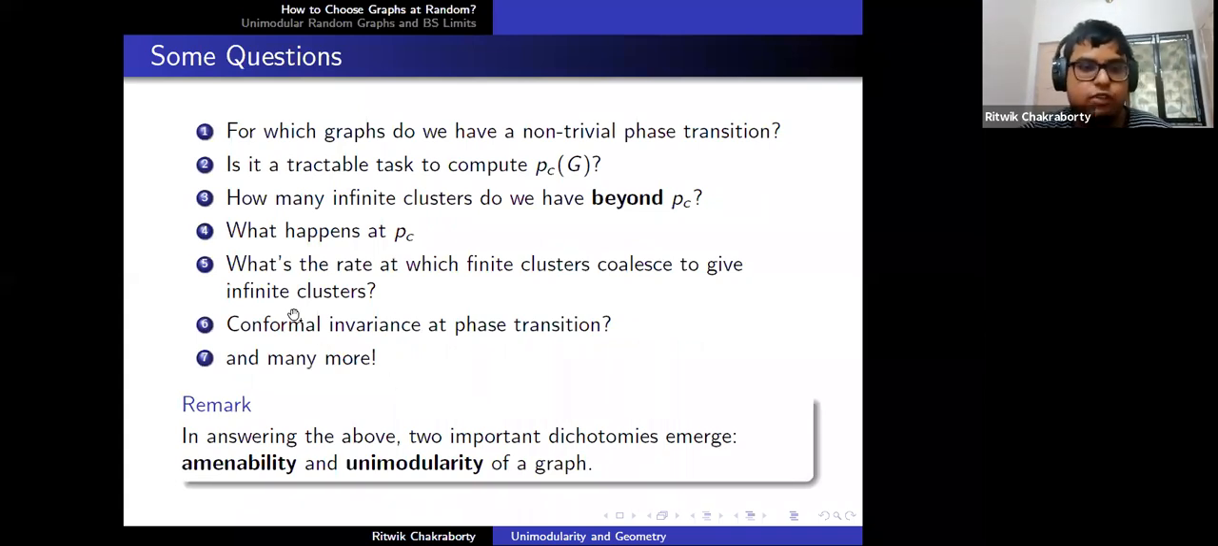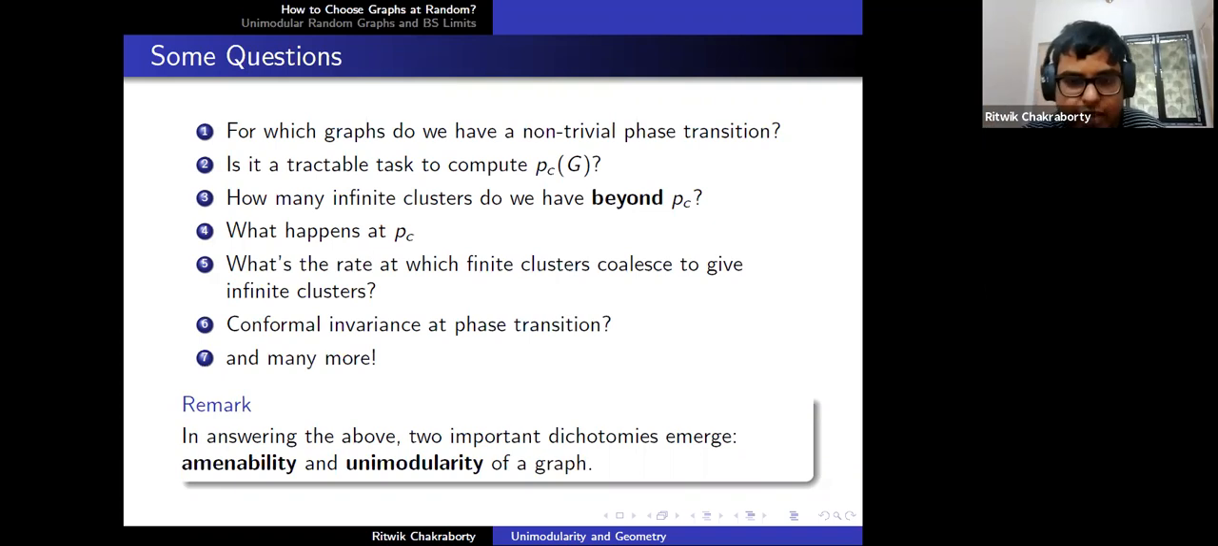Okay. Right. So some quick questions. For which graphs do we have a non-trivial phase transition? What do I mean by that? I mean, when does this PC of G lie strictly between zero and one? For all you know, it could be equal to one. We'll see a very trivial example of when it's equal to one. Moreover, is it a tractable task to compute PC of G for some nice enough graphs, or some important class of graphs?